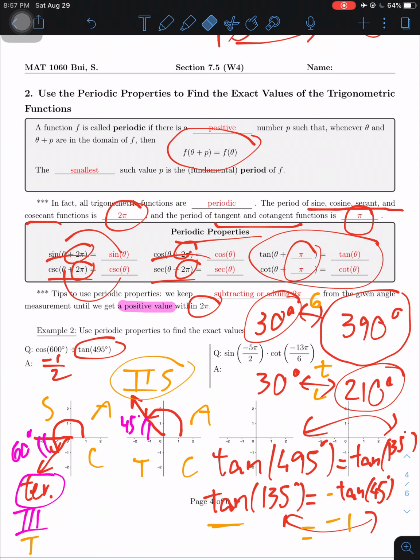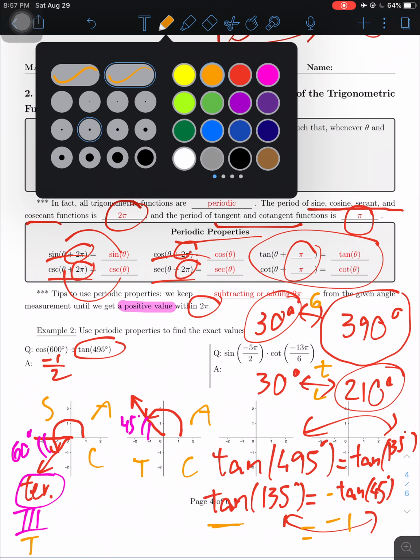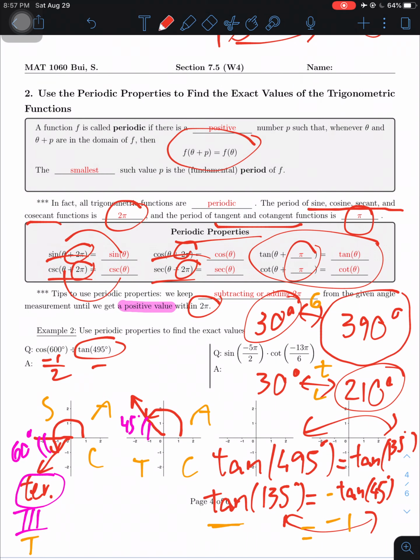Okay? So now let's put everything together. We're going to have negative 1 for the second part, tangent of 495, and we have division between them. First of all, let's cancel out the negatives. And then everything divided by 1 is itself. So the answer for this part is 1/2.